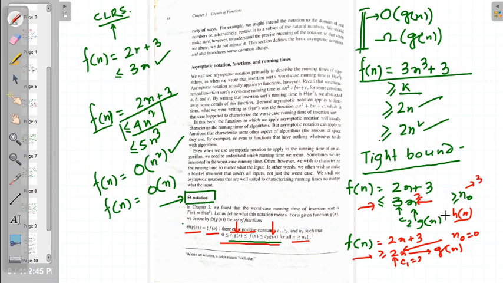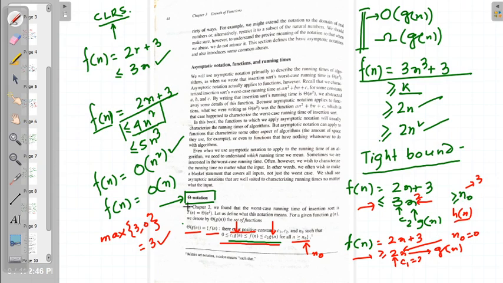Okay, so now whichever is the maximum, the maximum of this 3 and 0, I have to take 3. So the n naught value will be equal to that. So here in our example, maybe this n naught value might be 3.